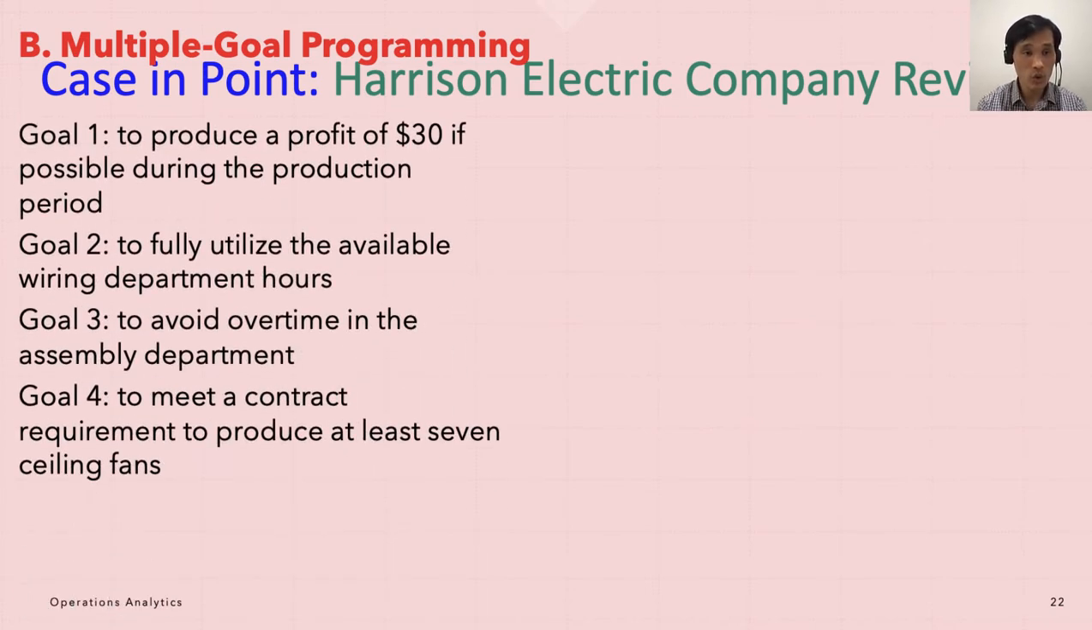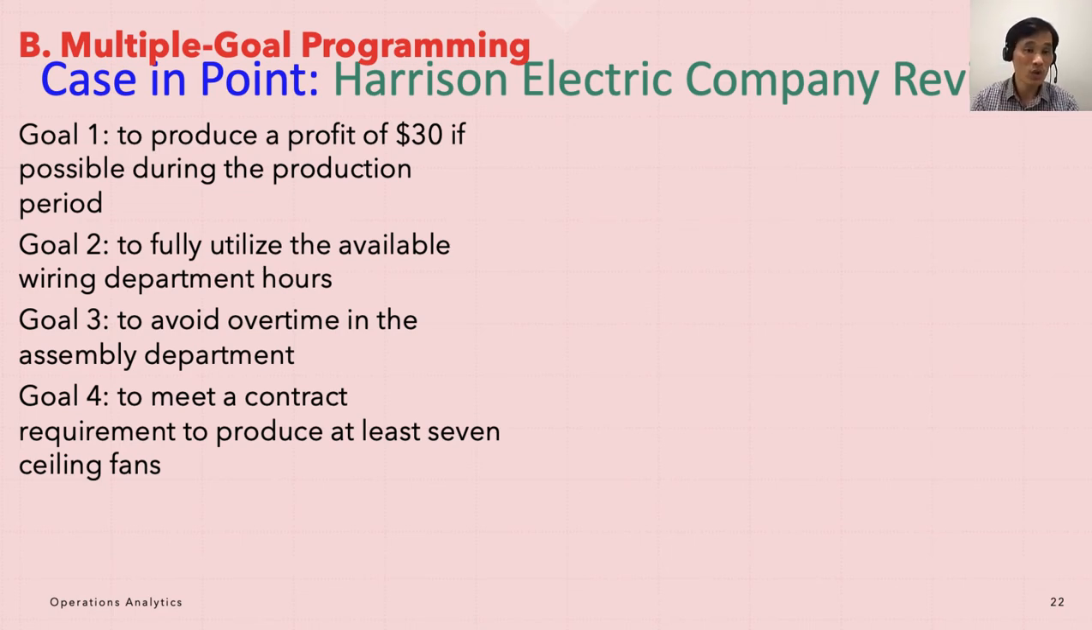Say there are four goals. Goal one is to produce a profit of $30 if possible during the production period. So the profit level is the first goal. Second goal is to fully utilize the available wiring department hours. That's the second goal. And the third goal is to avoid overtime in the assembly department. So if they are working overtime, that's not desirable. You have to pay overtime wage, so you want to avoid that.